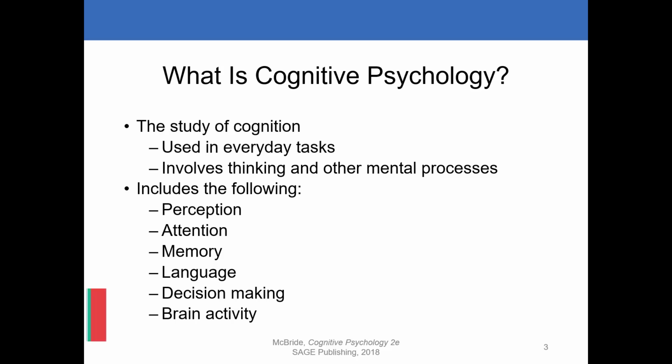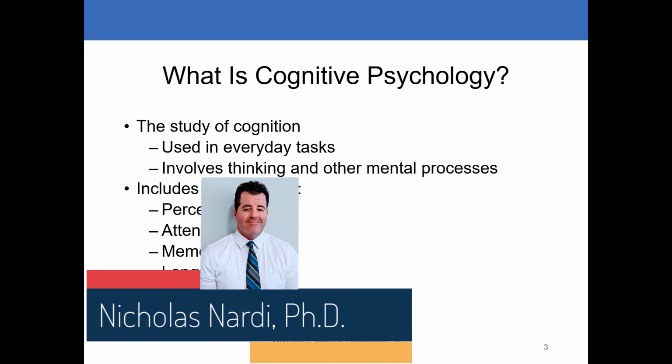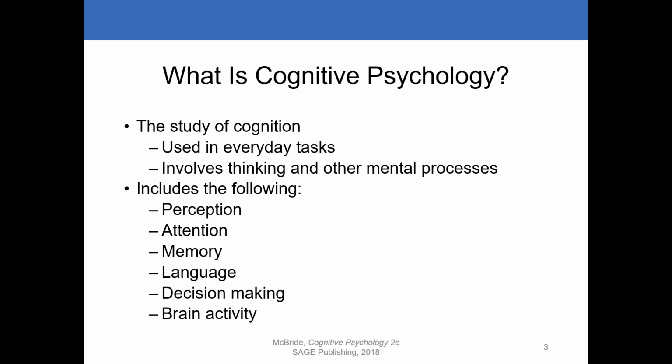Bernardi here, and in this video we are going to talk about what is cognitive psychology. This is a very interesting field of research. Basically, what a cognitive psychologist does is study cognition. We're going to talk about how cognitive psychologists explore your thinking and cognition in everyday tasks that you do every day. And really the field involves thinking and other mental processes.